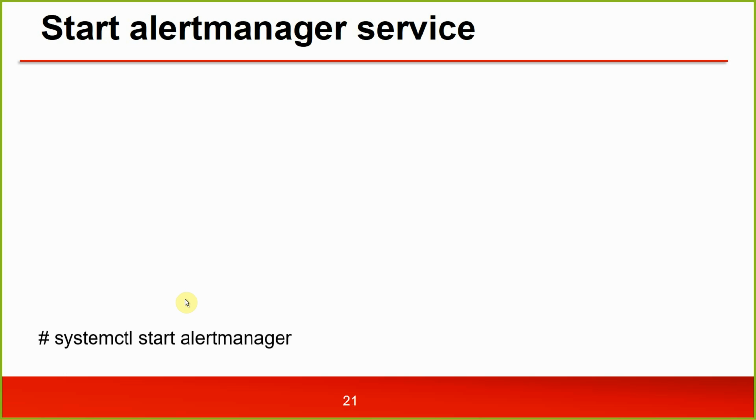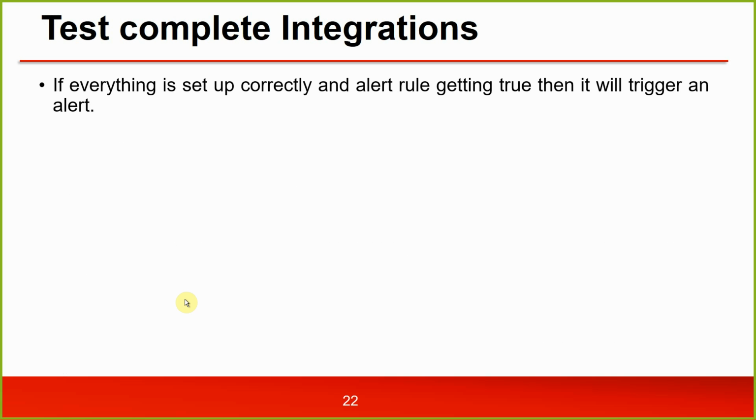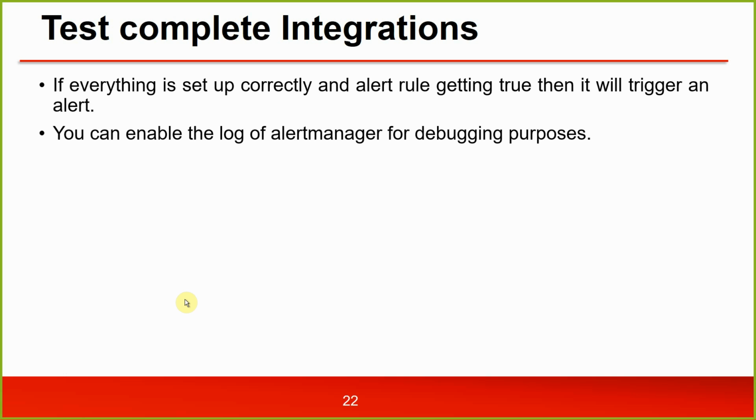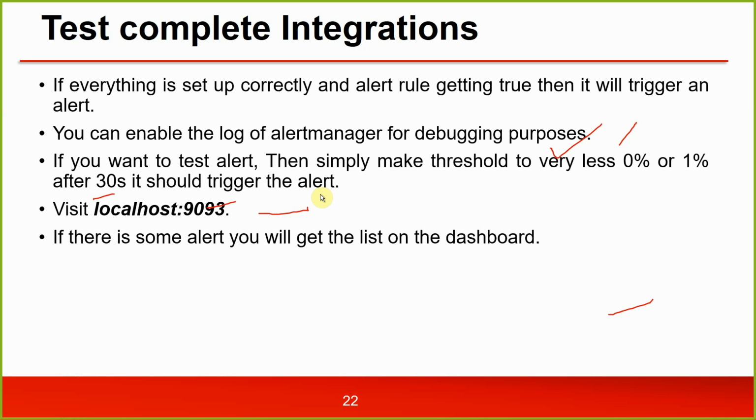So this is what the alert is. systemctl start alertmanager, restart Prometheus, and test the complete integration. If everything is set up correctly, and the alert rules become true, then it will trigger an alert. You can enable the log of Alertmanager for debugging purposes. If you want to test an alert, simply make the threshold very low. For example, 0% or 1%, and after 30 seconds it should trigger the alert based on the channel you have configured, or wherever you have configured the alert to go. Visit localhost:9093. If there are some alerts, you will get the list on the dashboard at this URL.